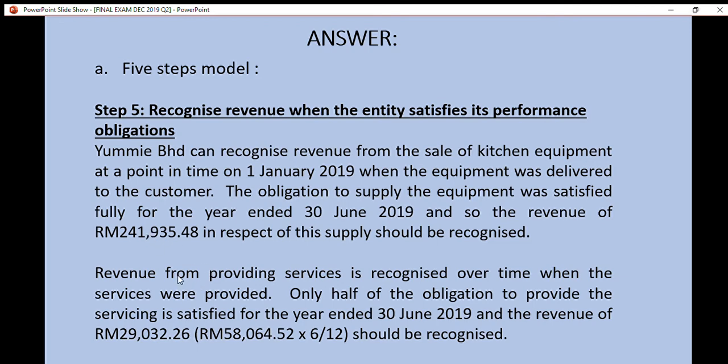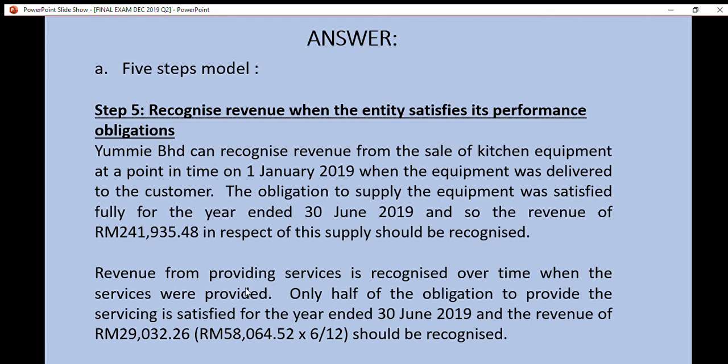And then revenue from providing services is recognized over time, when the services are provided. As we know, the service for the equipment will be provided over a 1 year period.